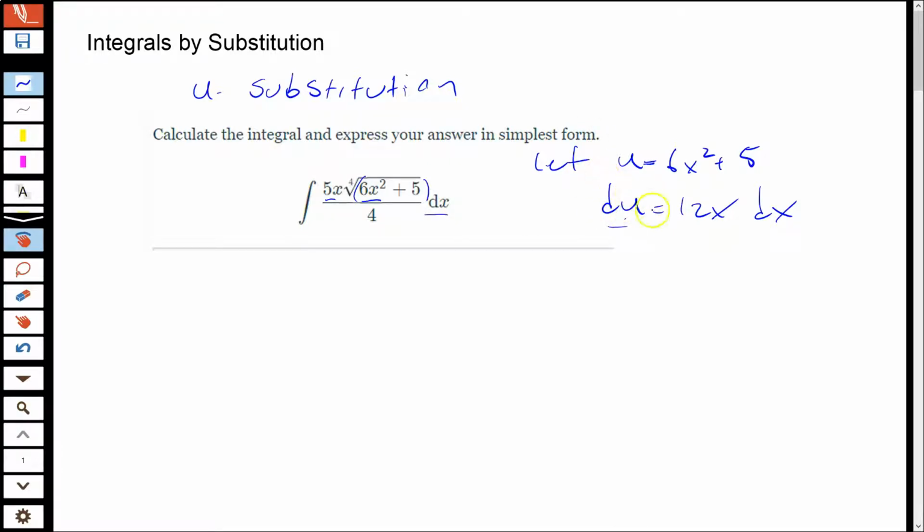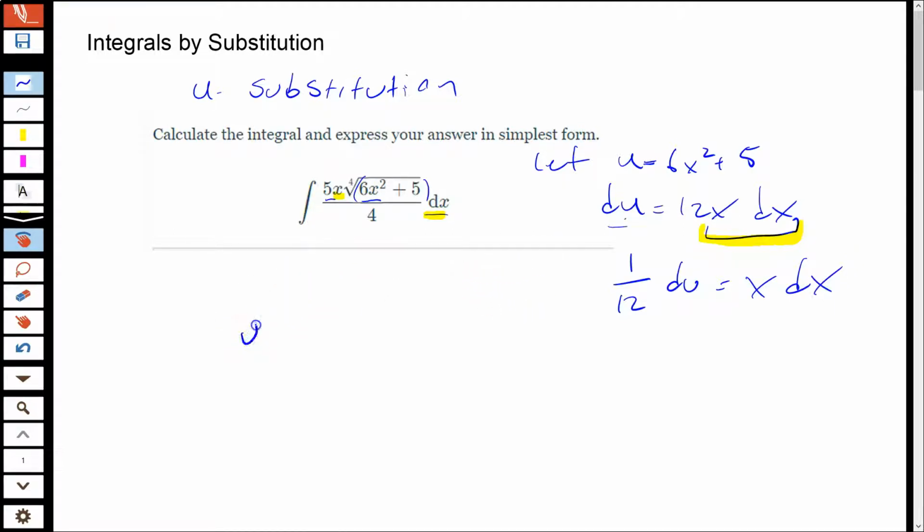Okay? So what I want to do is get just x dx by itself, because notice, here I'll highlight, we have x dx in our original integral, so I want to write du in terms of that x dx. So I'm going to say 1/12 du equals x dx. I divided by 12 on both sides. And now I can substitute.